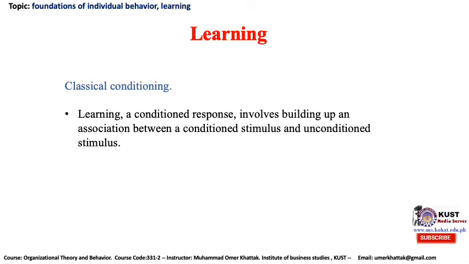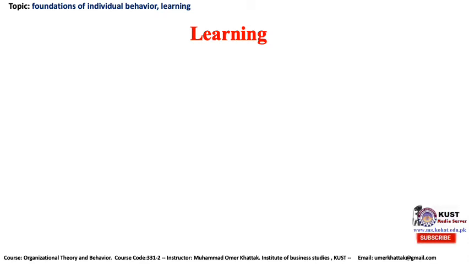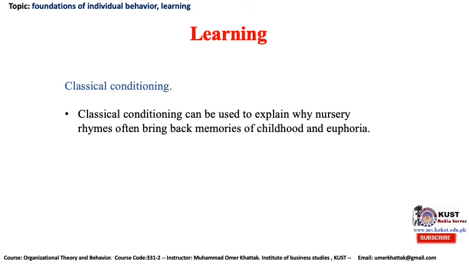Learning a conditioned response involves building up an association between a conditioned stimulus and an unconditioned stimulus. When the stimuli, one compelling and the other one neutral, are paired, the neutral one becomes a conditioned stimulus and hence takes on the properties of the unconditioned stimulus. Classical conditioning can be used to explain why nursery rhymes often bring back memories of childhood and euphoria.